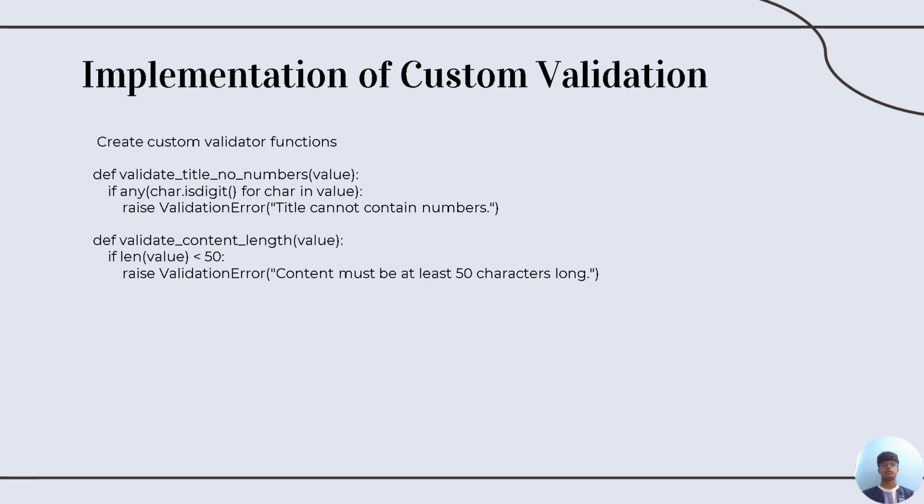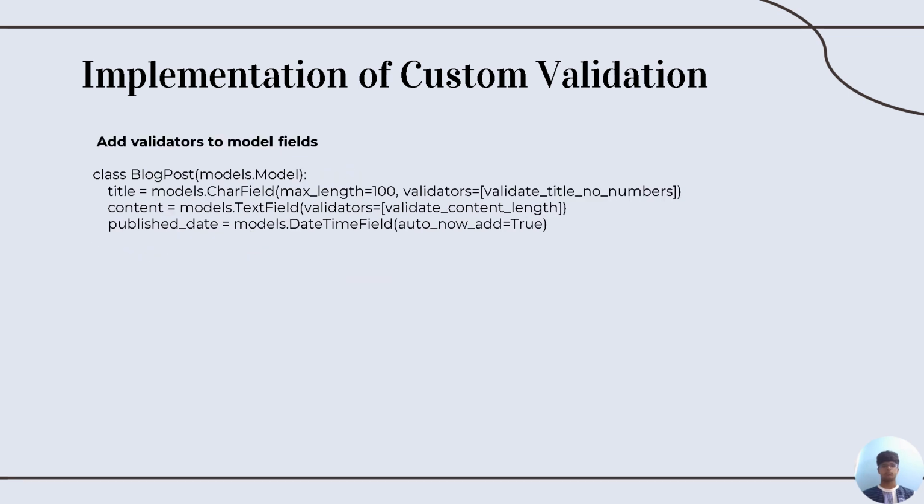And define validate_content_length(value). If len(value) is smaller than 50, raise a validation error: content must be at least 50 characters long. Now we add validators to model fields. Again we define the class BlogPost(models.Model). We define title, content and published date. In title we have models.CharField, again we initiate max_length as 100. Then content is a models.TextField with validators equal to validate_content_length. Then published date is a models.DateTimeField with auto_now_add equal to True.